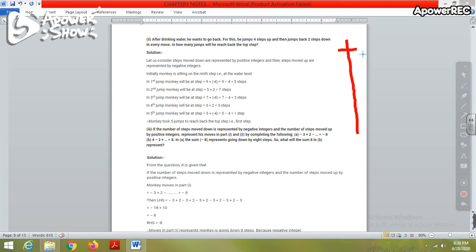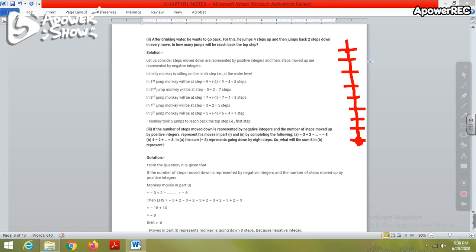Initially the monkey is at the first step, 2, 3, 4, 5, 6, 7. This is our 8th step, and now the 9th step. So initially the monkey is at this step and he reached the 9th step after jumping. So now he is at the 9th step. Now he wants to move back.